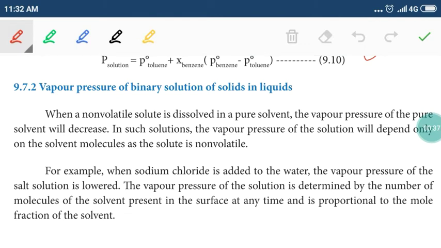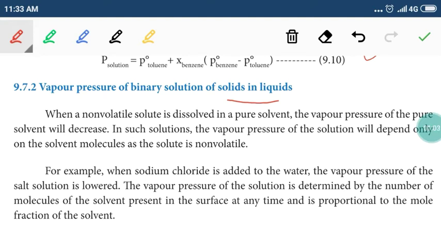So now a binary solution is prepared by using a non-volatile solute in a volatile solvent. A non-volatile solid solute is dissolved in a volatile liquid solvent. For this type of binary solution, we are going to find the vapor pressure. So what is the vapor pressure of the solution?